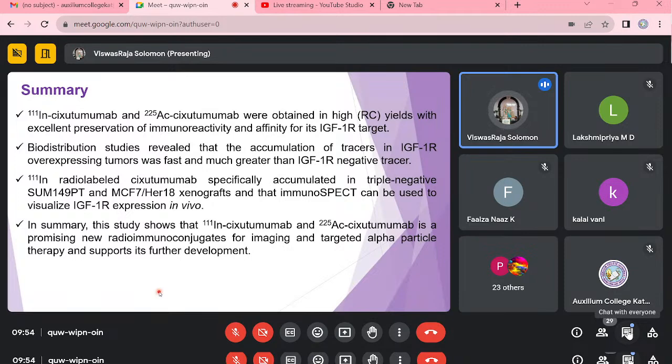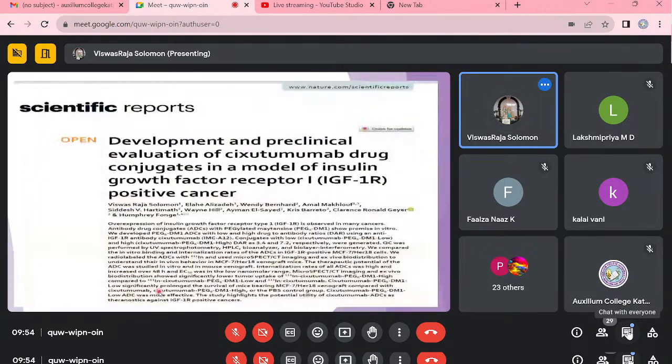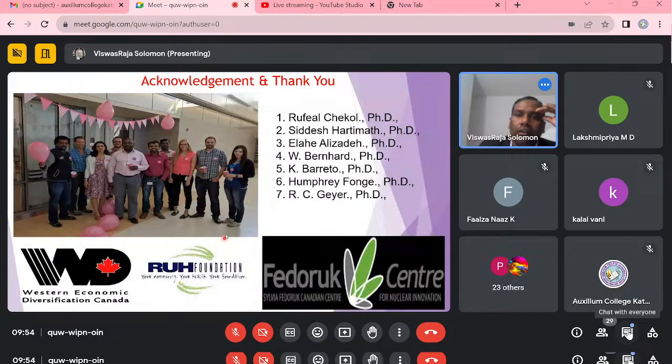This is an amazing result. We published this result in a high impact factor journal called Molecular Pharmaceutics, impact factor of 5. Another work we published in Scientific Reports, impact factor of 5. Without a team effort, we could not achieve this kind of result.